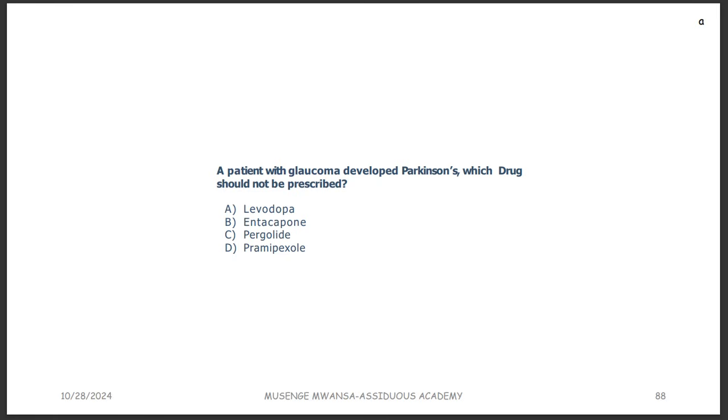A patient with glaucoma developed Parkinson's. Which drug should not be prescribed? Levodopa, entacapone, pergolide, pramipexole. In other words, which drug was causing mydriasis and so it was contraindicated in glaucoma? It's the same drug of choice for Parkinson's disease, which causes glaucoma. Which one?